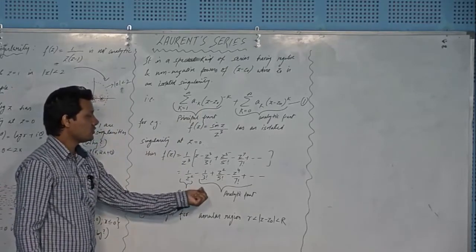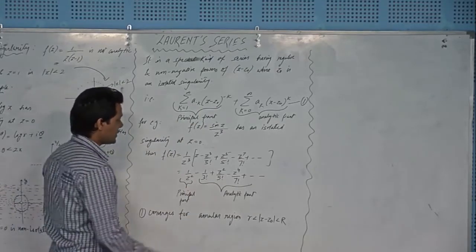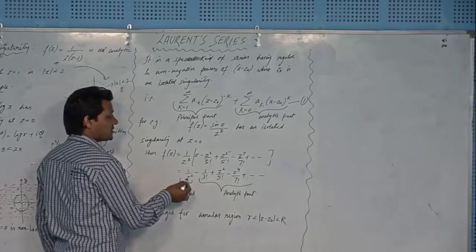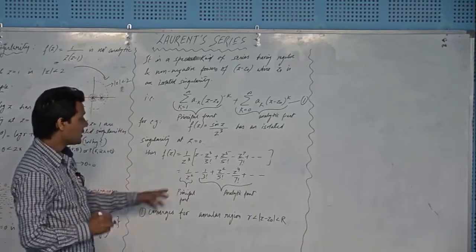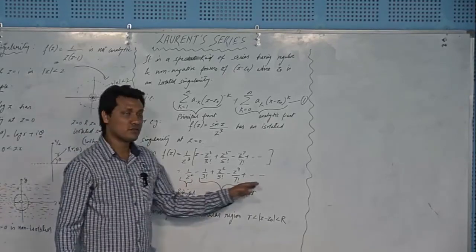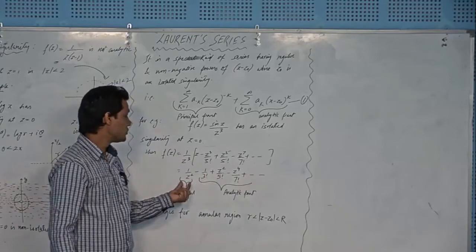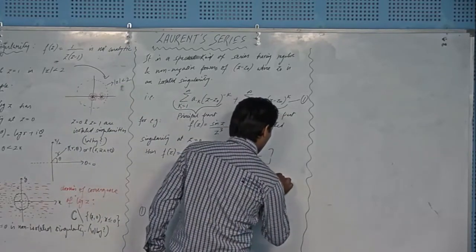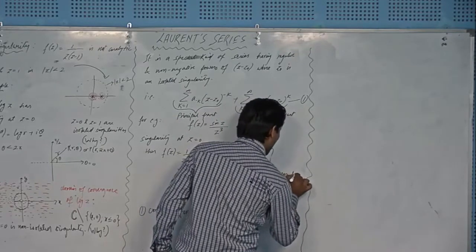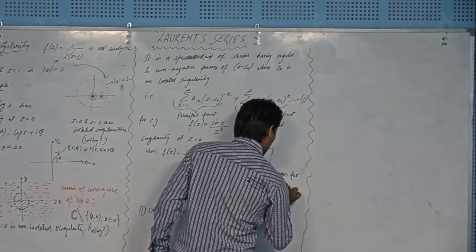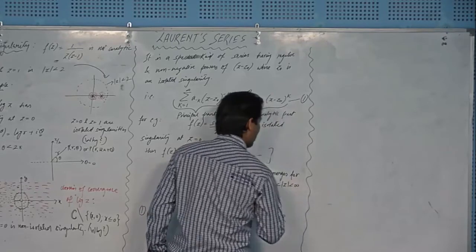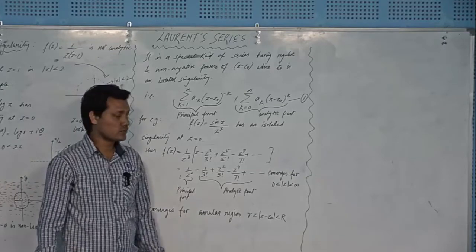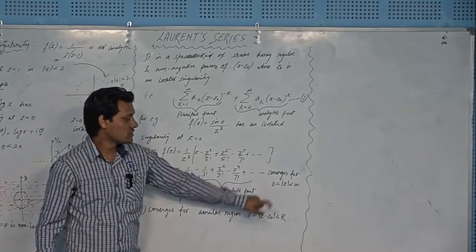Similarly, we can write the domain of convergence for this one, right? You can see that this principal part is not analytic at z equal to 0, but analytic everywhere else, and this is also analytic everywhere. Means you have to exclude z equal to 0, right? So the domain of convergence will be 0 less than mod z less than infinity, because 0 is the only singularity of this series, right? So we can write the domain of convergence this way, right?